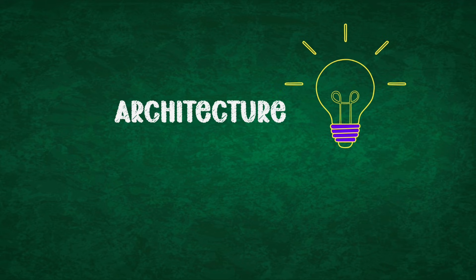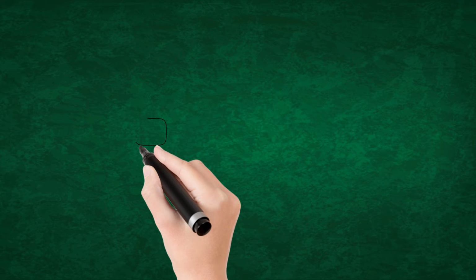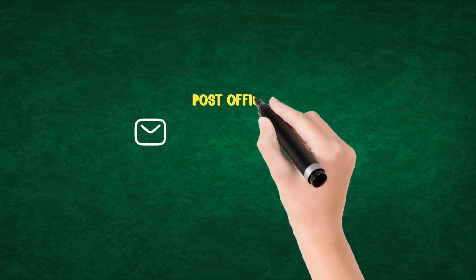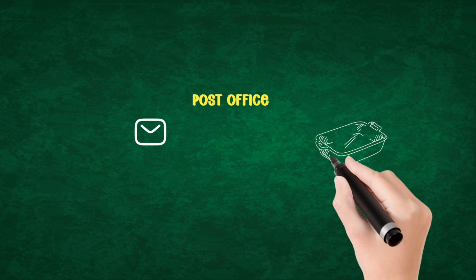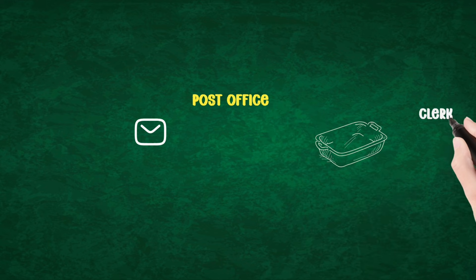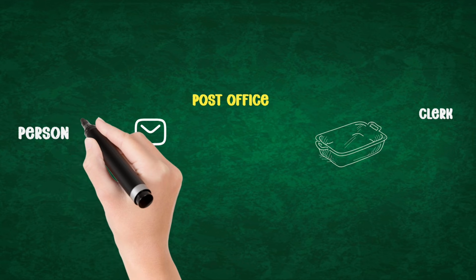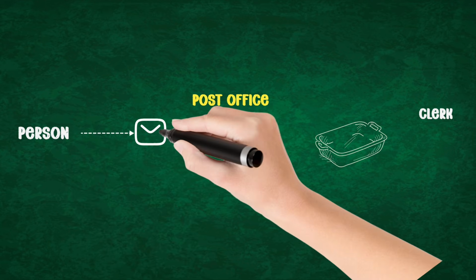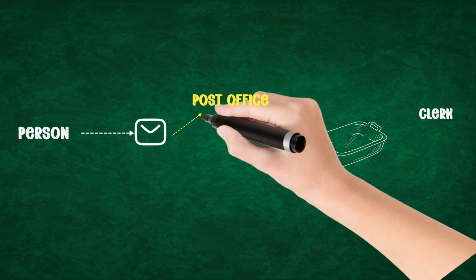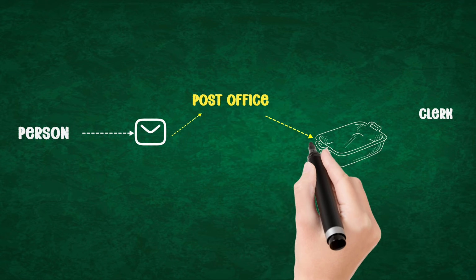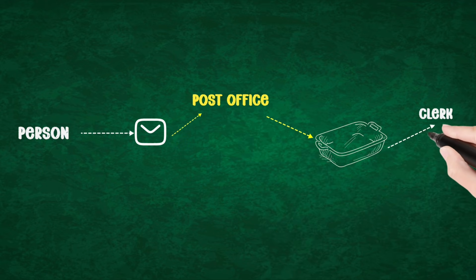We'll be making use of a post office analogy, where there is a person, letter, post office, a tray, and a clerk. So the person sends those letters to the post office, which get stored in a tray and are processed by a clerk. Now, using the same analogy, let's look at the person.